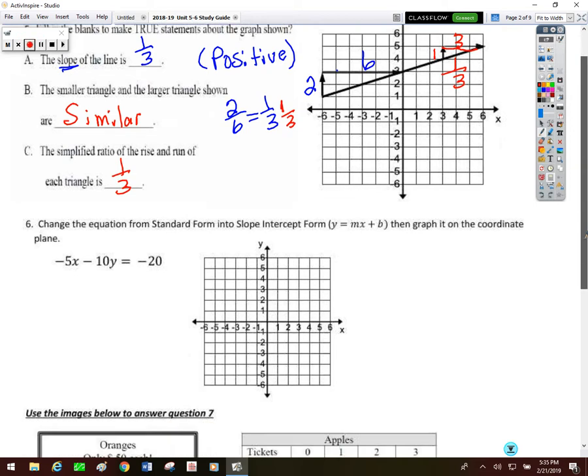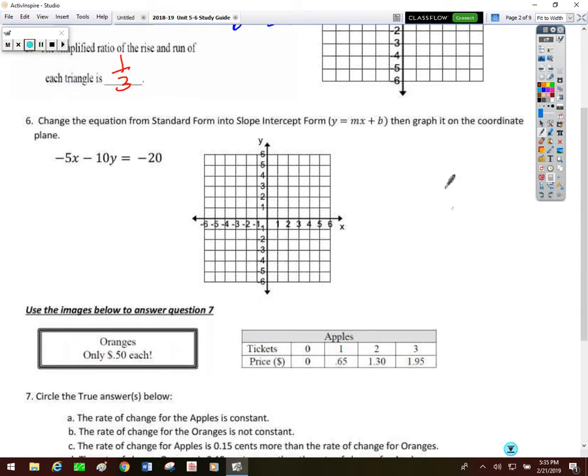All right, so we want to change this from standard form into slope-intercept form, which again is y equals mx plus b. And then we're going to graph it. Well, remember the two steps that we talked about in class. The two steps are to take the x value, move it to the other side of the equation, and just divide by the number in front of y. So we're going to make this 0. So we're going to add to both sides. Okay, this is going to cancel out, so I'm left with negative 10y is equal to.